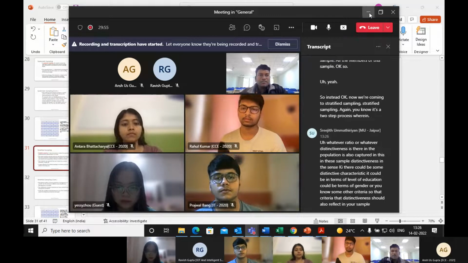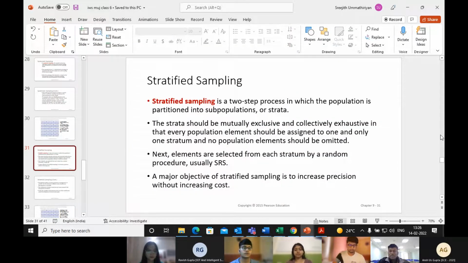Okay, let's look at it. Stratified sampling is a two-step process in which the population is partitioned into subpopulations or strata. This division into strata is based on that distinctive characteristic. The strata should be mutually exclusive and collectively exhaustive, in that every population element should be assigned to one and only one stratum, and no population element should be omitted.